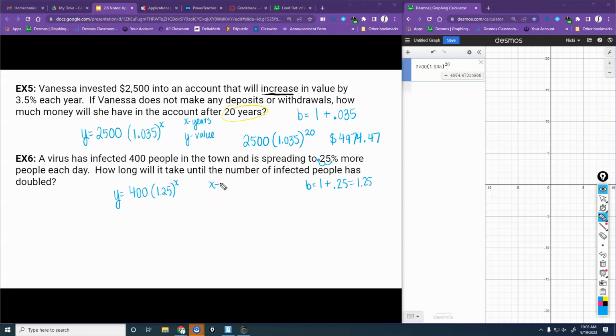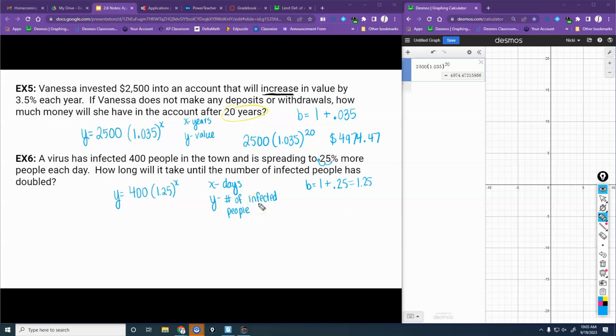What does x stand for this time? What are we measuring time in for this one? Not years. Days. Because it tells us that we're spreading 25% each day. Okay, so that's days. This is the first one we've done that's not years, but it could be anything there. And then y, what does y tell us on this problem? That's what we're looking for. It is our number of people that are infected. So it's number of infected people.